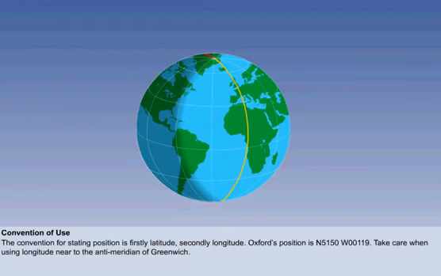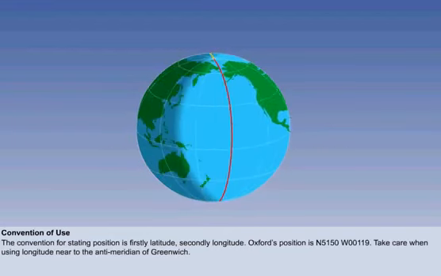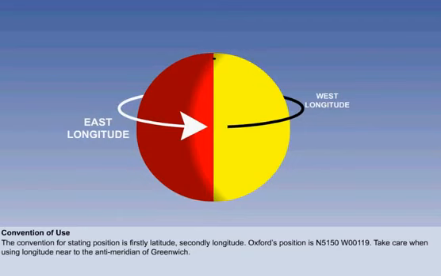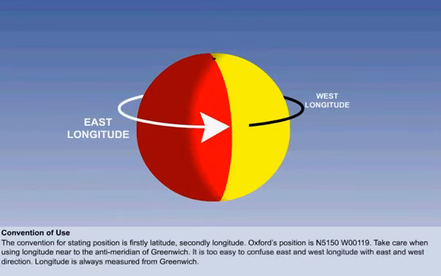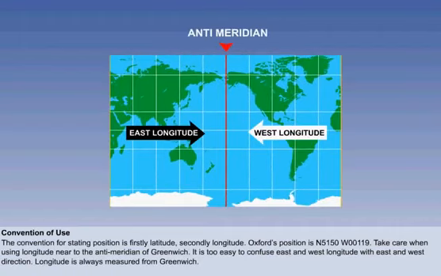Some confusion can arise when calculating longitudes near to the antimeridian of Greenwich. When looking at the Earth from the Greenwich meridian, the sense of east and west is readily apparent. However, viewing the Earth from the antimeridian of Greenwich, the west and east longitude appears to reverse, although really it doesn't. It needs to be remembered that longitudes are measured from Greenwich.